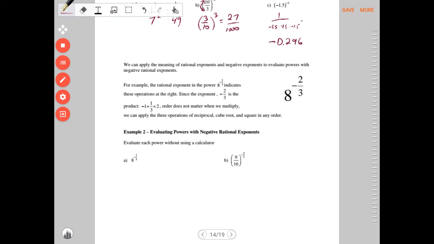For example, the rational exponent in the power 8 to the negative 2/3 indicates these operations. Here the 2 is an exponent, so really we're going to square 8. This guy is the radical, signifying a cube root. And that negative sign is the reciprocal.